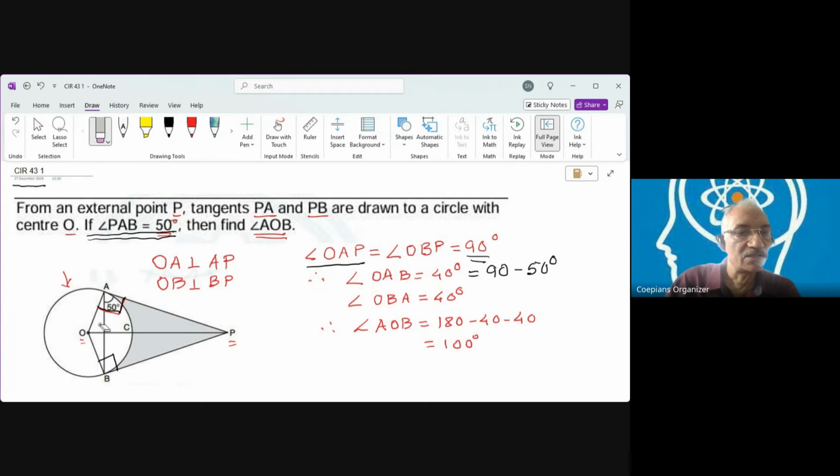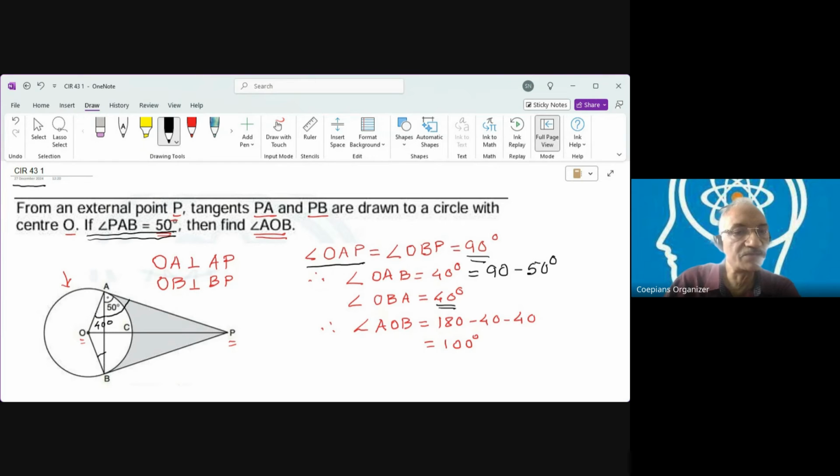So let me just try to remove some marks so that it becomes clear. Now this particular angle is given as 50 degrees, and the total angle is 90 degrees. So this smaller angle will become 40 degrees. So angle OAB is 40 degrees, which is 90 minus 50 degrees. Similarly, angle OBA will be 40 degrees because the two tangents drawn from an external point are congruent. So the angles will be the same. So we get OBA as 40 degrees.